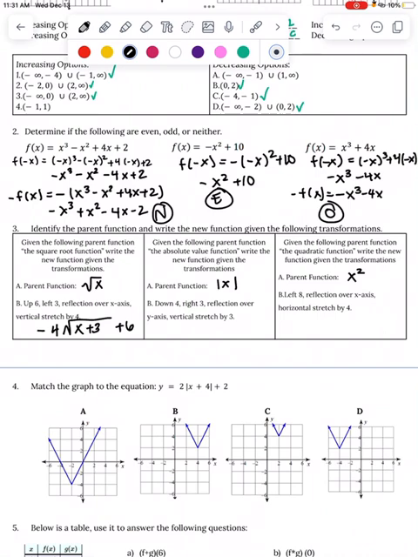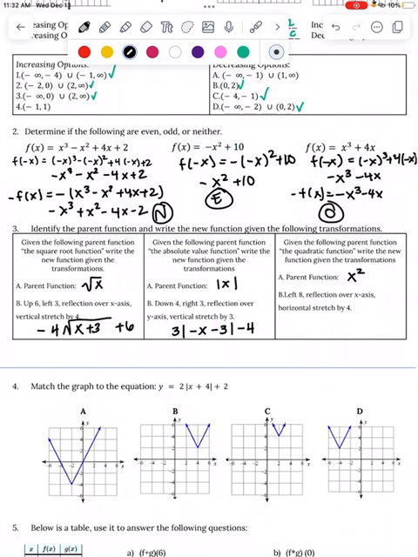So reflection over the y-axis and a vertical stretch by 3. Vertical stretch is a 3 on the outside. Y-axis is a negative on the inside, and a right by 3, so minus 3, and then down 4. Boom. All right, next one, we got reflection over x-axis, negative on the outside, and a horizontal stretch by 4.